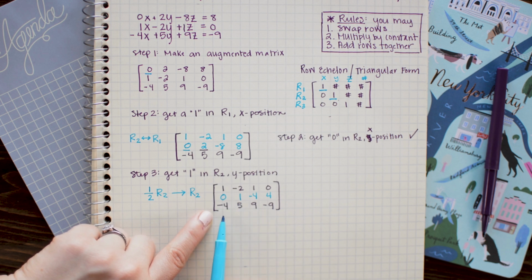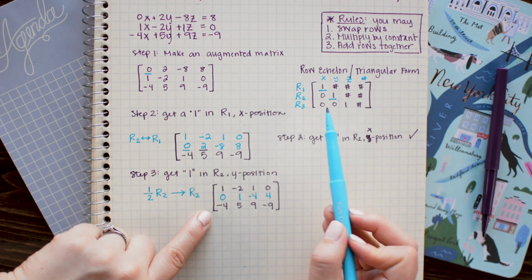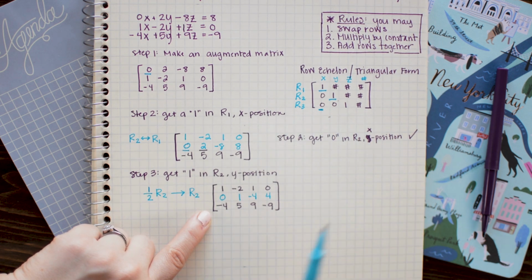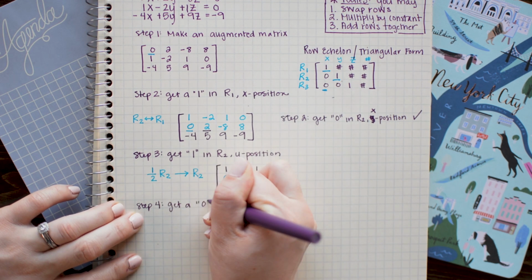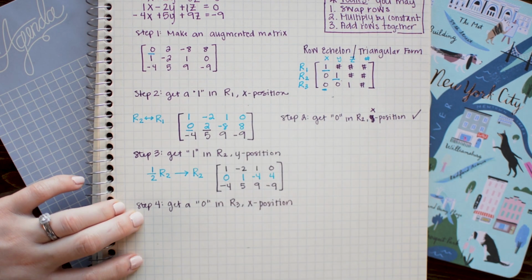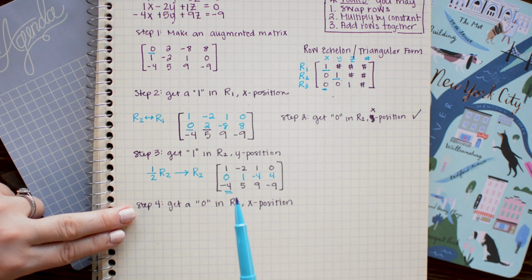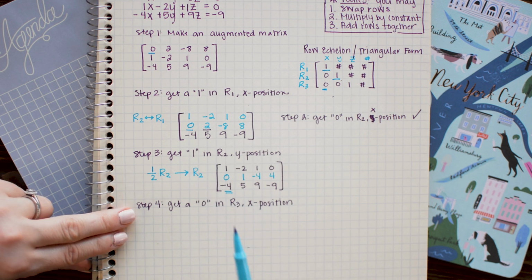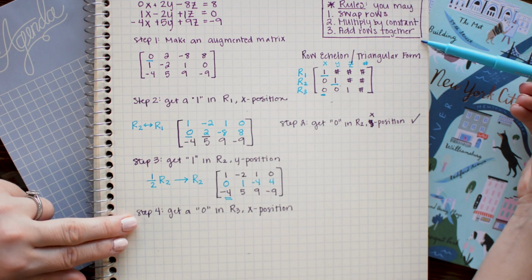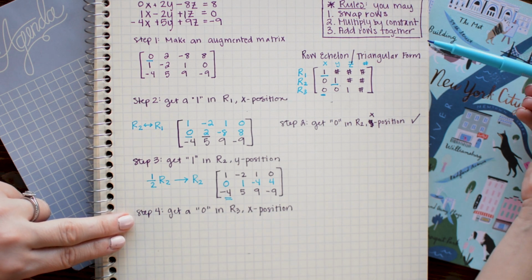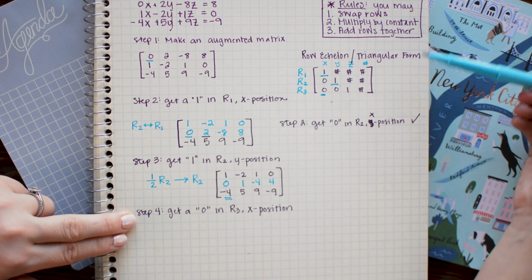Now we can move on to the third row. And in the third row, we want to start by getting a 0 in the x position. So that is our next goal. So how am I going to get a 0 in this first position of the third row? Remember, some of the things that we are allowed to do are swap rows, multiply by constants, and add rows together. For step 4, we have to do a combination of a couple of these. So it's a slightly more involved step than we've had so far.